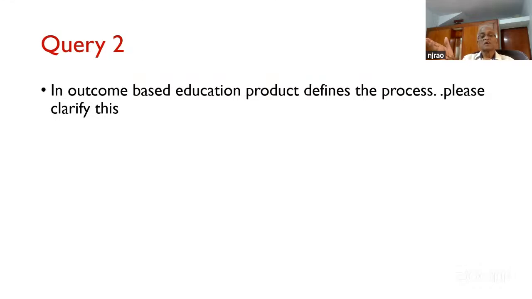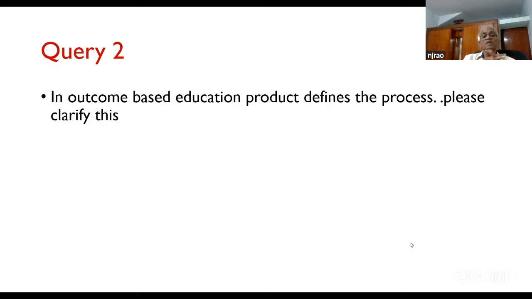But many times what happens is our emphasis on certain aspects of the subject, or the kind of things that we have done, can differ from one to the other for the same course. So we define in advance what the product should be, or what the outcome should be. And then the process, namely the instruction and assessment, should be in complete alignment with the defined product. Okay, that's what we mean by product defines the process.